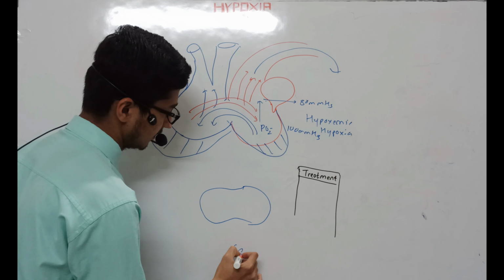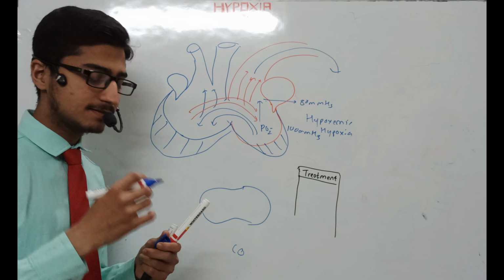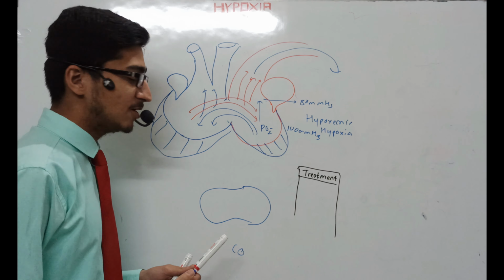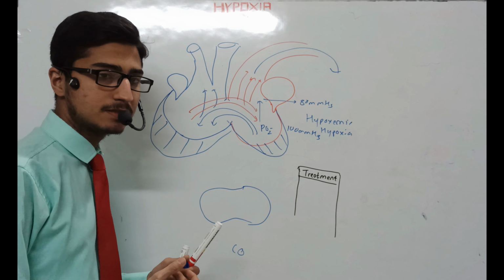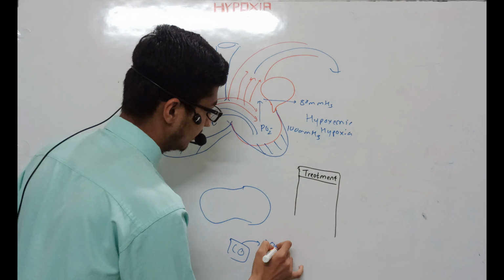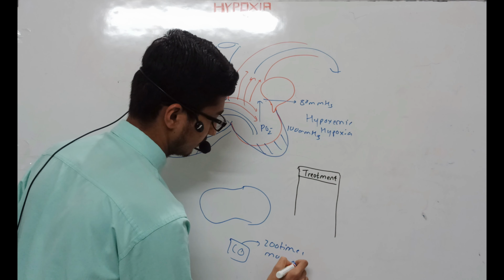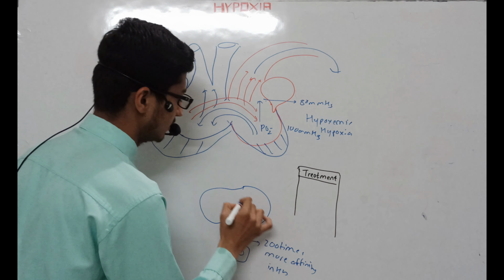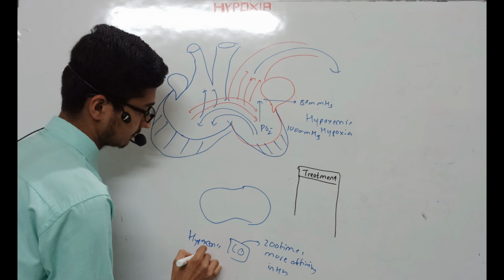Another important condition is carbon monoxide poisoning. What happens in carbon monoxide poisoning? We have discussed this in our previous video, that the carbon monoxide accepting capacity is more than that of oxygen. So during carbon monoxide poisoning there occurs 200 times more affinity in hemoglobin. So this will also lead to hypoxemic hypoxia.